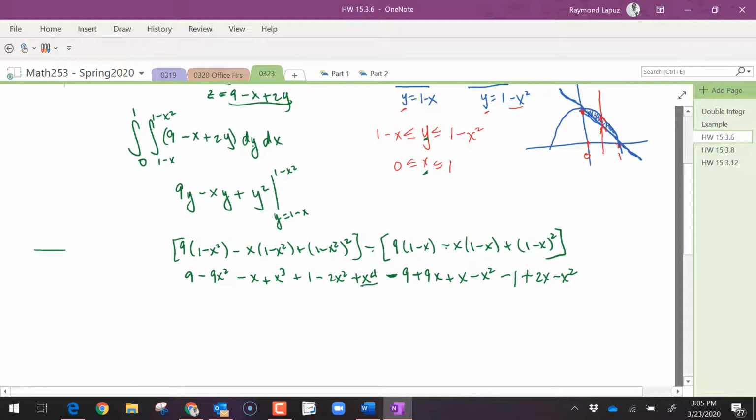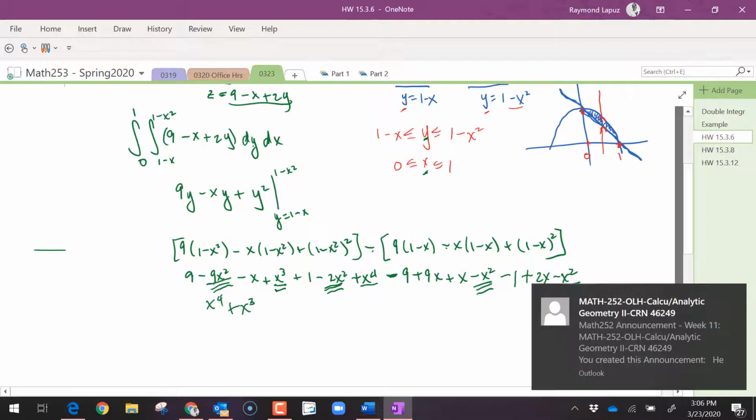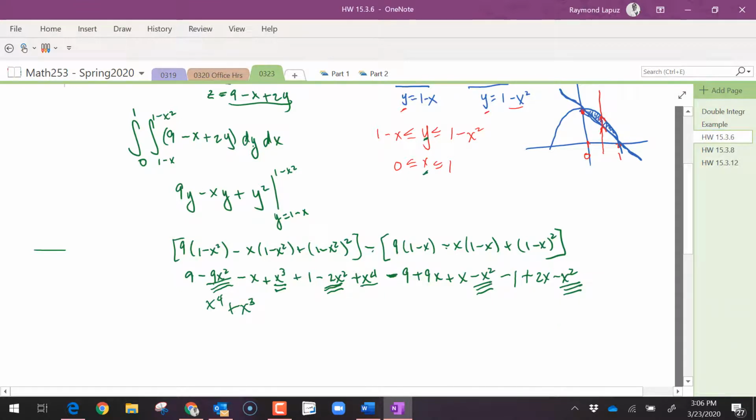Okay, let's collect all the terms. There's only one x to the fourth. I see 1 x cubed. And there's an x squared. There's another x squared. There's another x squared. And there's another x squared. So we have negative 9, minus 11, minus 12, minus 13, minus 13x squared.